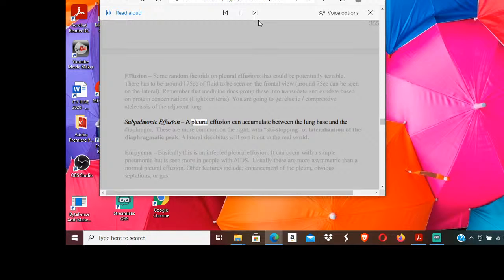Subpulmonic effusion, a pleural effusion can accumulate between the lung base and the diaphragm. These are more common on the right, with ski slope appearance or lateralization of the diaphragmatic peak. A lateral decubitus will sort it out in the real world.